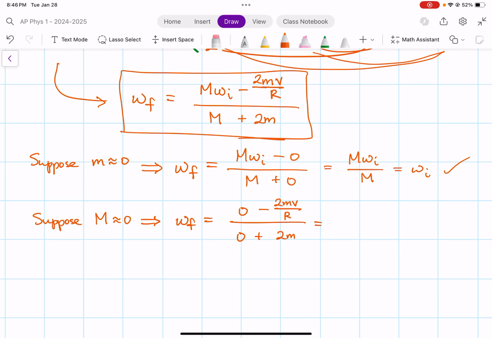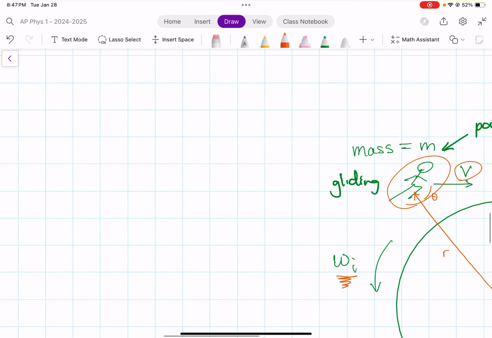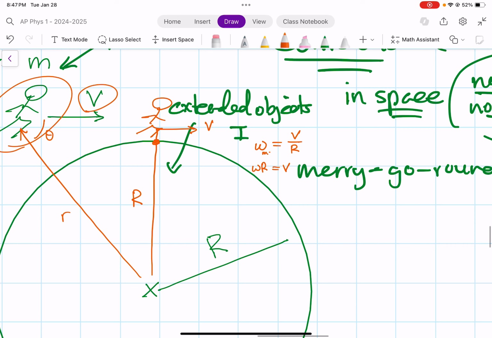And check this out. Wouldn't you know it? We get negative 2mv over 2m capital R. Well, this is negative v over R, which is essentially, right, v over R would be the man's angular velocity right before he lands on the merry-go-round, which is exactly what we would expect.